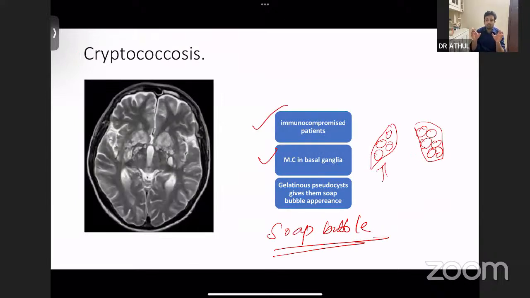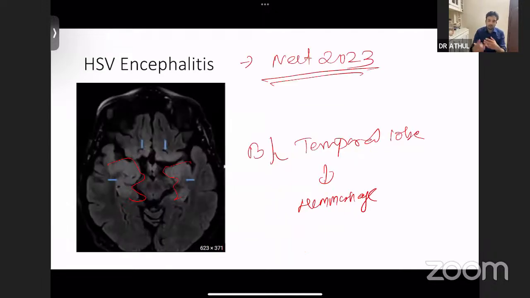Cryptococcosis, what happens is there will be multiple pseudocysts, gelatin-filled pseudocysts, giving a soap bubble appearance. So that is the classical feature of cryptococcus. You should read about the pathology as well as the microbiology part, also the treatment, because sometimes they will be asking you about the treatment of cerebral cryptococcosis also, amphotericin, and what combination you should give. All these will be the questions.